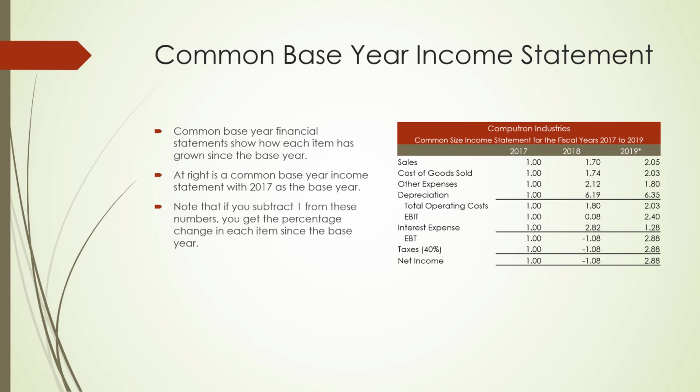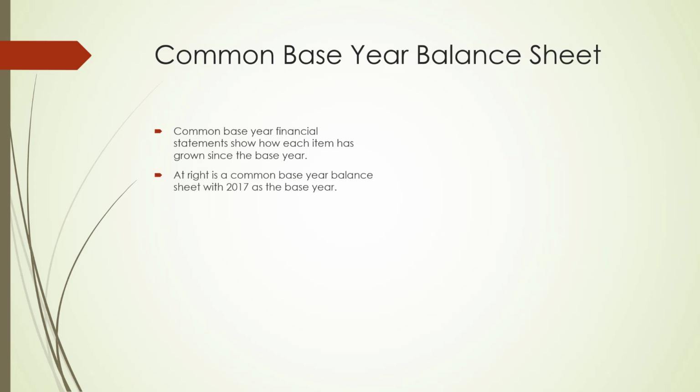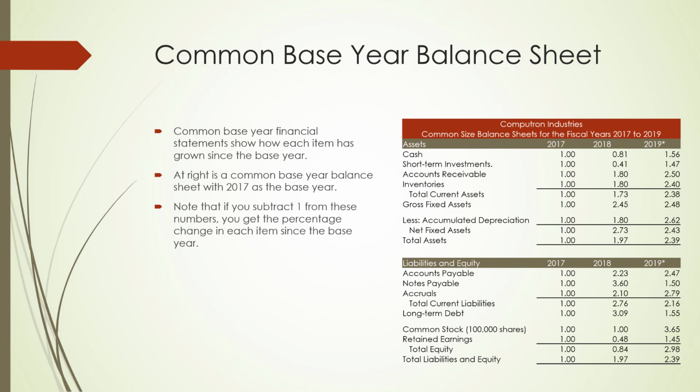And then we do the same thing for 2019. We take each 2019 value divided by the corresponding 2017 value. Notice also that if you subtract 1 from these numbers, you get the percentage change since the base year. So for sales, we can see at a glance that sales rose in 2019 to 105% of what it was in 2017. And you can do the same thing for all of these others. The balance sheet works exactly the same way. And I think that will do it for the lecture in this chapter. As usual, I'll take a quick look at the spreadsheet for the mini case in chapter 7 next.